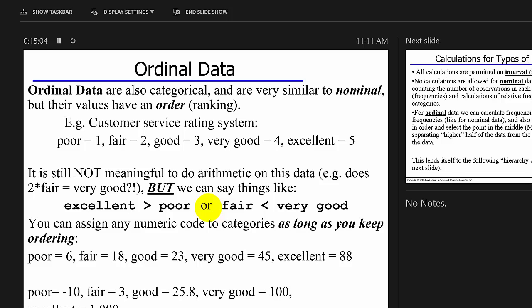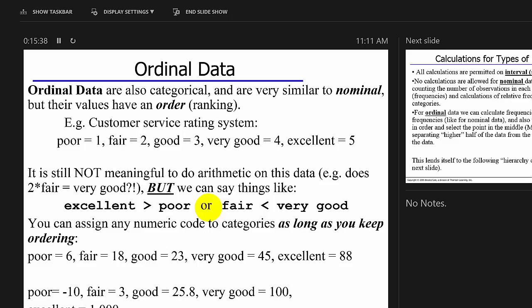But what's the difference between the ordinal data and the nominal data? In nominal, there is no ordering. One category is not better than the other. In ordinal data, there is a natural order. That's why it's called ordinal data. The categories are ordered. For example, poor is the worst one, the bottom of the line. Excellent is the top of the line. It's better than anything else. Poor is worse than fair. Good is better than fair. Very good is better than good, and excellent is better than very good. So there is a natural ordering between them.